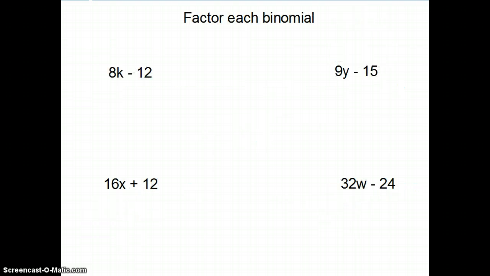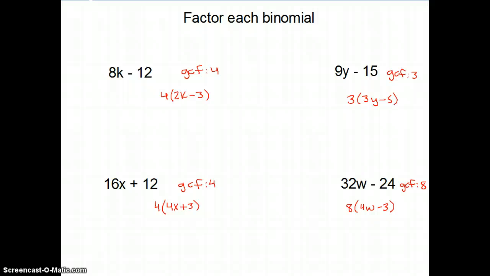Go ahead and take a moment to pause the video and try the next 4 on your own. For the first, you should have factored out a greatest common factor of 4, leaving you with 2k minus 3 inside the parentheses. For the second, to the right, you should have found a greatest common factor of 3, leaving you with 3y minus 5 in the parentheses.